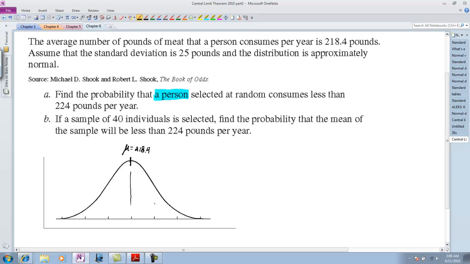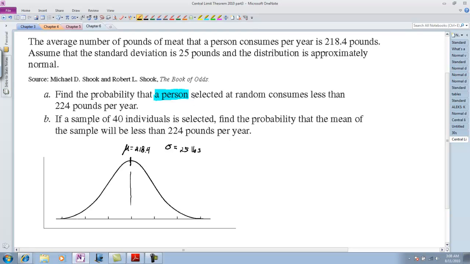Furthermore, I actually know where this one standard deviation line is because I can add 25 to that and get 243.4. I think that's right. Yeah. But I'm just going to write this. The standard deviation of this is 25 pounds.